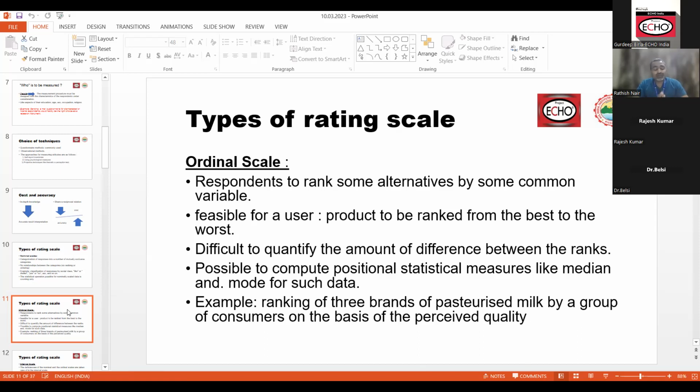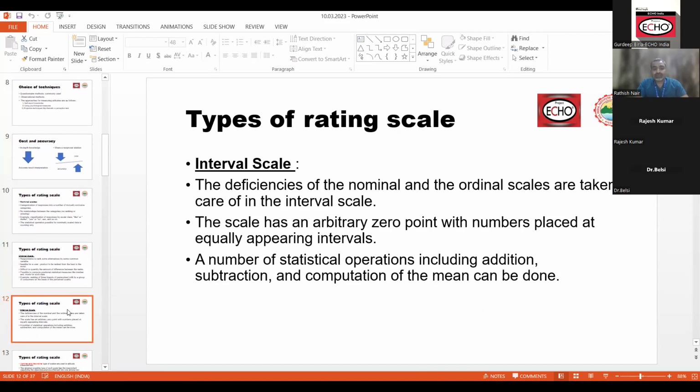So there was so much research data, even in TV advertisements, about the preferences for hand sanitizers, which brand a person or the maximum number of people prefer. For these kinds of rankings, the ordinal scale is used. In the case of an interval scale, the deficiencies of the nominal and ordinal scales are taken care of. The scale has an arbitrary zero point with numbers placed at equally appearing intervals. A number of statistical operations, including addition, subtraction, and computation of the mean, can be done.